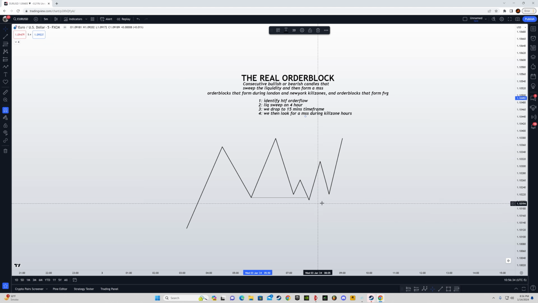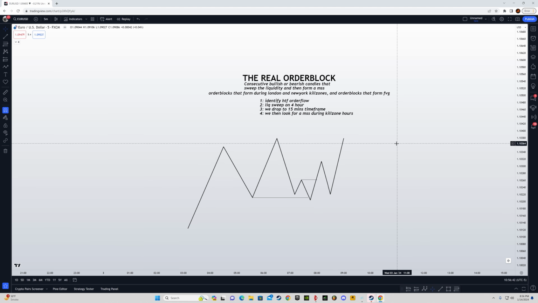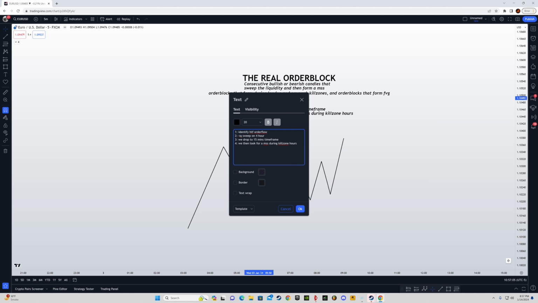Now, once you get a liquidity sweep on the 4-hour time frame, you drop to the 15-minute time frame, and afterwards you look for a market structure shift during kill zone hours. Very important. Now you're simply looking to take your entry from the 15-minute order block. So it's going to be somewhere around here. And you're going to take your entry here, and you can go for a 1-to-2 risk to reward ratio. Put your stop right below this low. Very, very simple. And similarly, instead of looking for a liquidity sweep, you can look for a 4-hour order block, right?